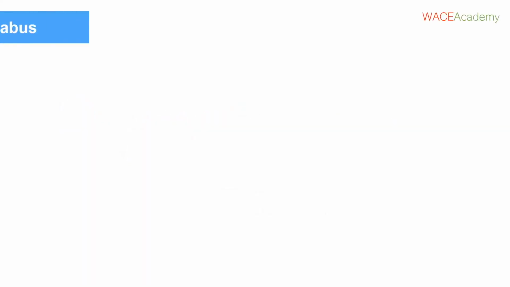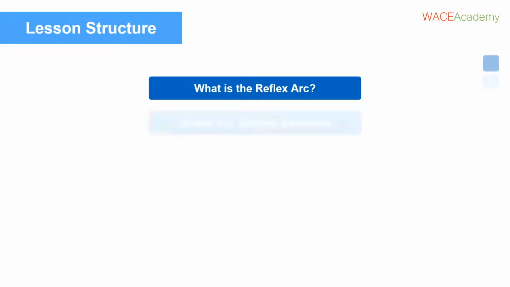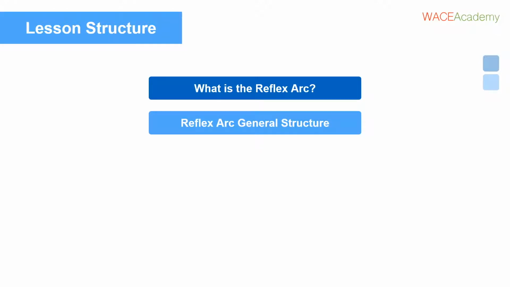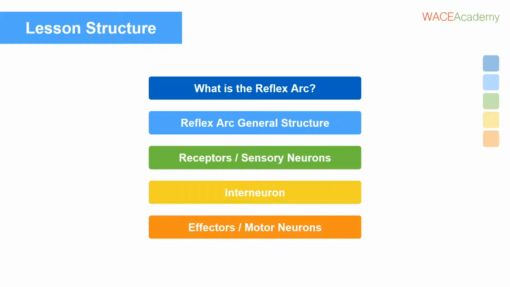This lesson covers Unit 3, Central and Peripheral Nervous System, Point 4. Today we'll cover what the reflex arc refers to and what its function is in the body. Then we'll go through each component of the reflex arc and explain how the different structures contribute to this function.